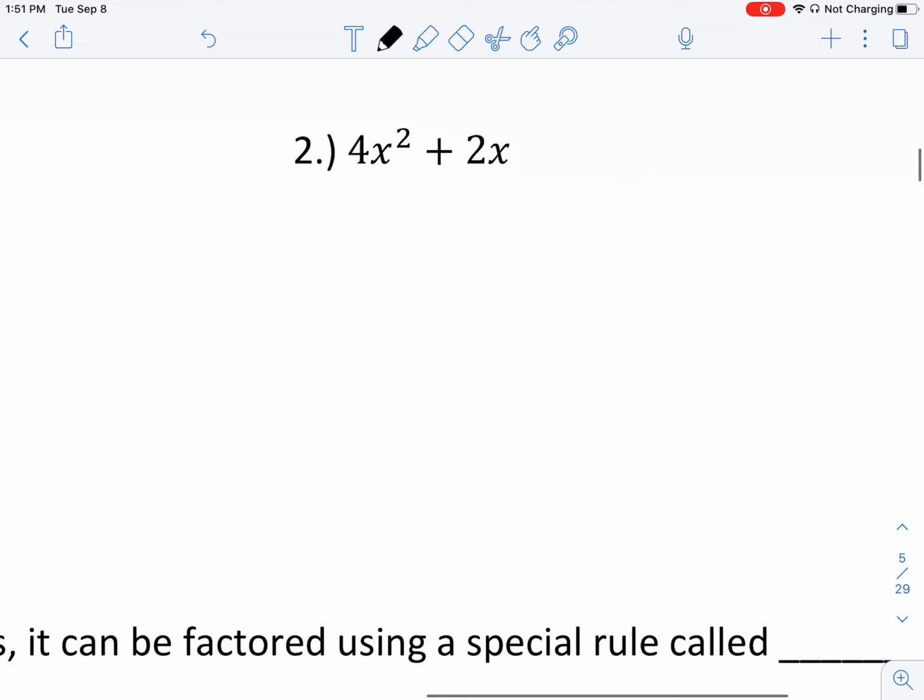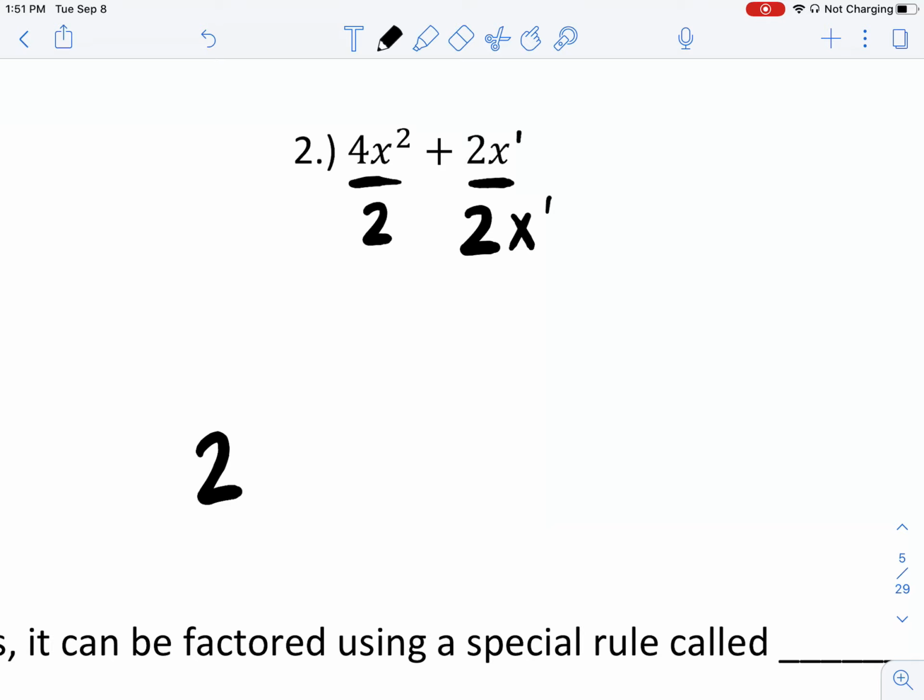For number 2, I find my GCF. So the biggest number that goes into 4 and 2 is 2. So I'm going to divide by 2. And then they both have the same letter, so I just need to pick the one with the smaller exponent. So in that case, that would be x to the first power. So my GCF is x to the 1. So now I just need to divide by x to the first power.